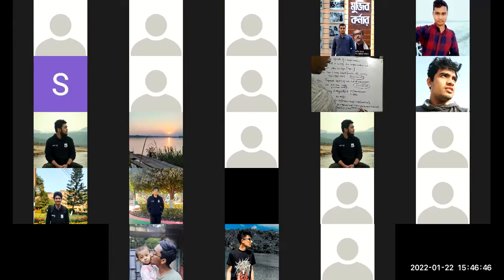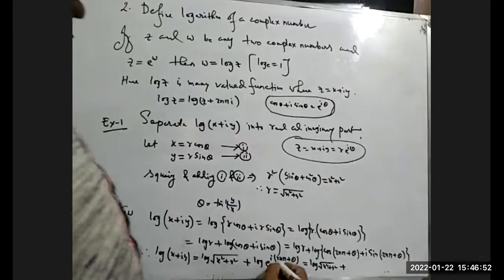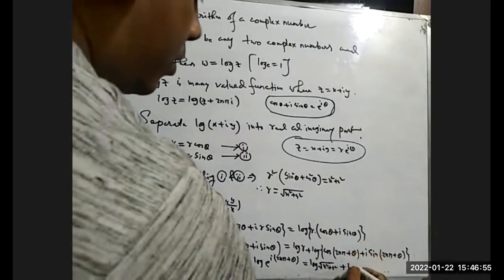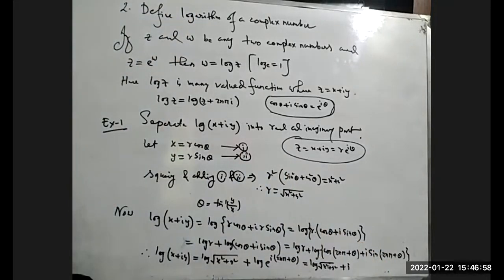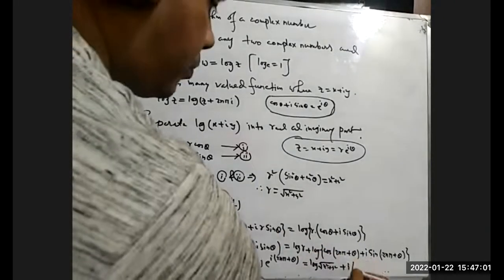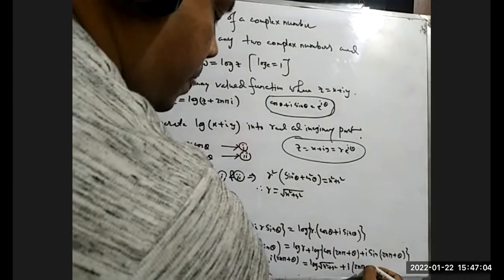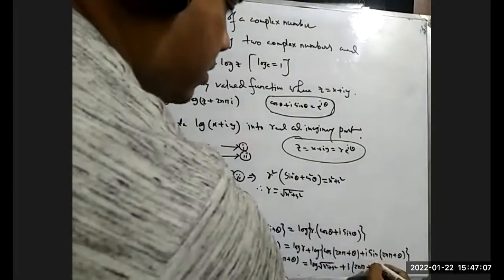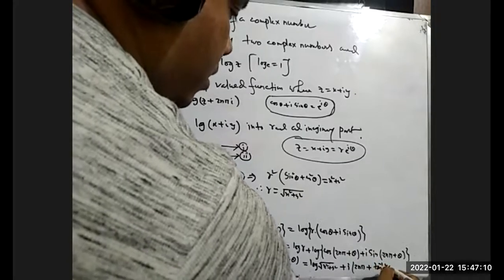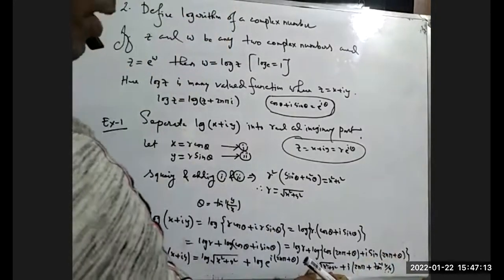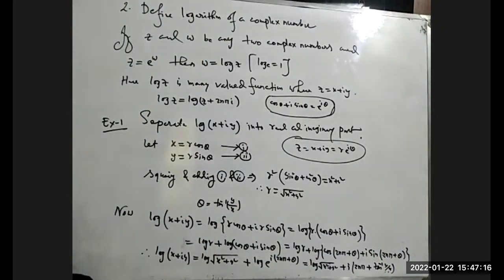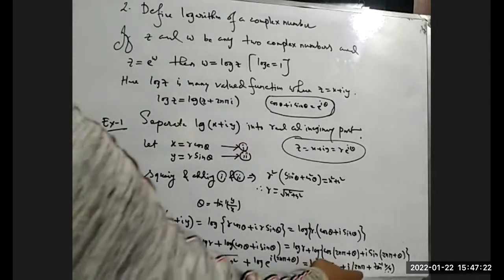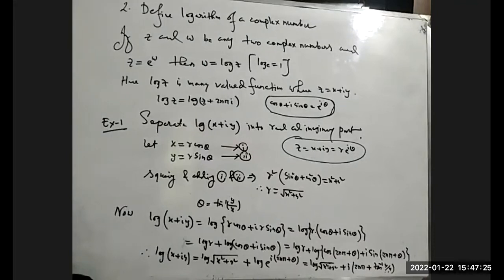So we get log of root over x square plus y square, plus i into twice n pi plus theta, where theta is tan inverse y by x. This is the real part and this is the imaginary part. So we can separate the given complex number into the real part and the imaginary part. This is the separation of the logarithm of a complex number.